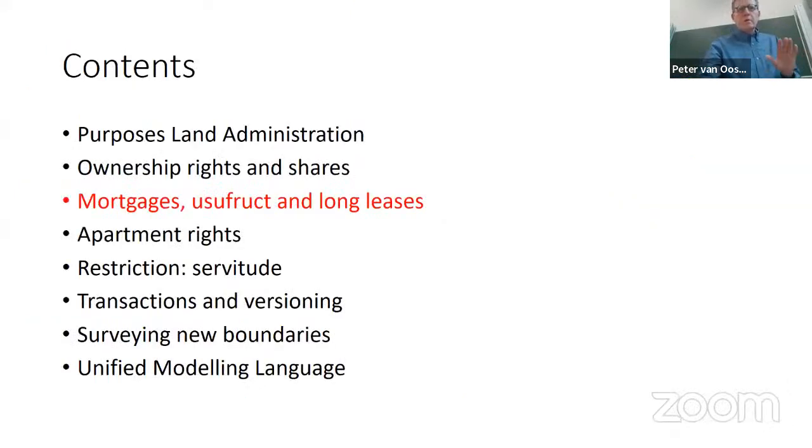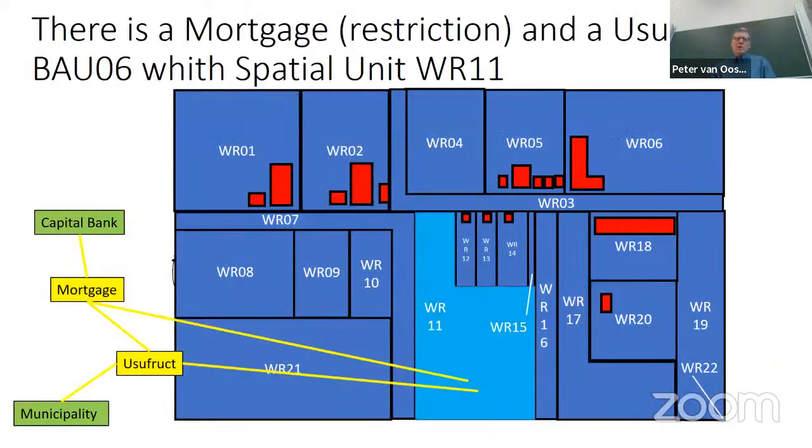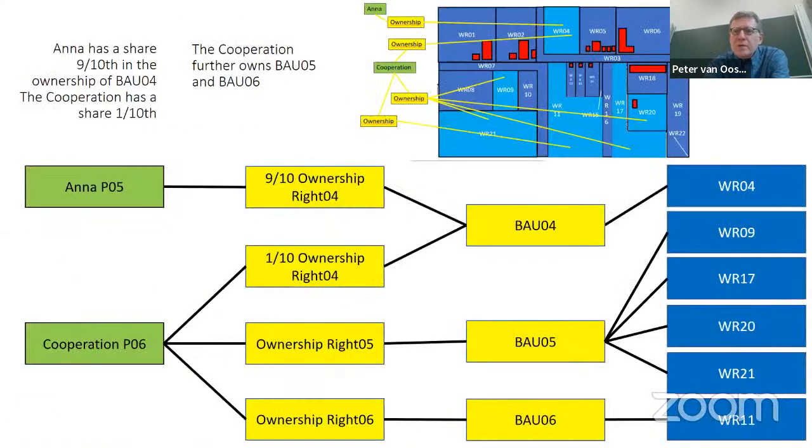Okay, these were the basic rights and shares in rights. Now have a look at some additional concepts, and that is the mortgage and usufruct. And this is this parcel number 11. Parcel number 11, I forget who was the owner, so let me quickly check back if you can find it. Okay, that was owned by the cooperation, the bottom line here.